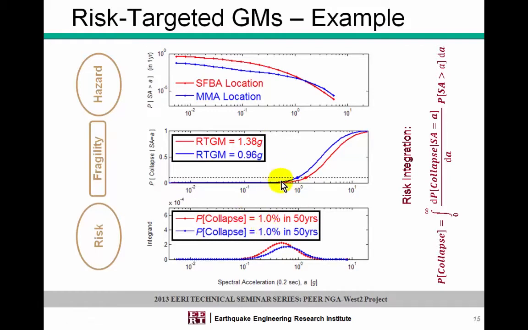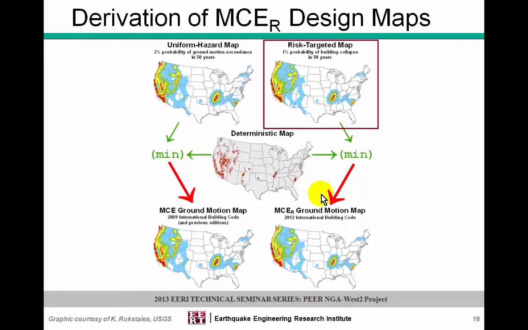All right. And so we've ended up at about 1.4 G in San Francisco and close to 1 G in Memphis. So a little lower in Memphis, whereas uniform hazard ground motions would have told us we could design for about the same level in the two locations. Okay, so we do that exercise for every location in the US, across the grid covering the US, using the USGS hazard curves, and then essentially we get a risk-targeted ground motion map, and that's targeting 1% probability of collapse in 50 years for buildings that would be designed according to that ground motion map.